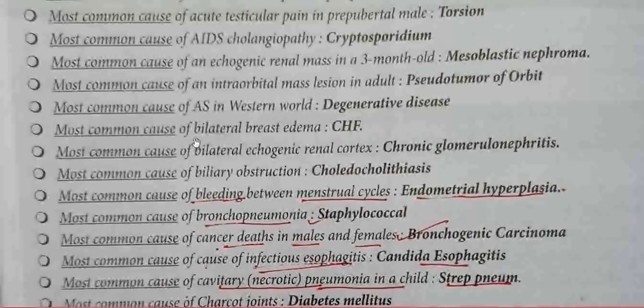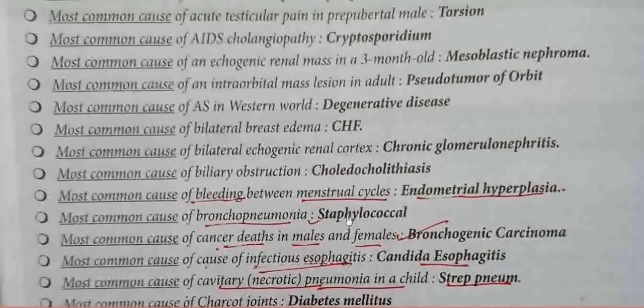You can write it as BBC: CHF. The most common cause of bilateral echogenic renal cortex is chronic glomerulonephritis, and the most common cause of biliary obstruction is choledocholithiasis. The most common cause of bleeding between the menstrual cycles is endometrial hyperplasia.